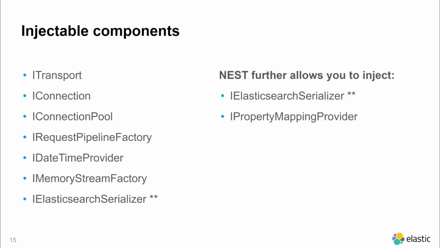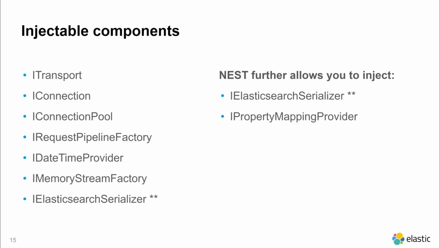So many different parts of the clients are injectable. By default, you can inject a custom ITransport, a custom IConnection, but also a custom IConnectionPool, IRequestPipelineFactory, IDateTimeProvider. I'll get to why that's really helpful in a second. Also an IMemoryStreamFactory. By default, we'll use the pooled memory streams to share as much memory as we can when actually calling Elasticsearch itself.